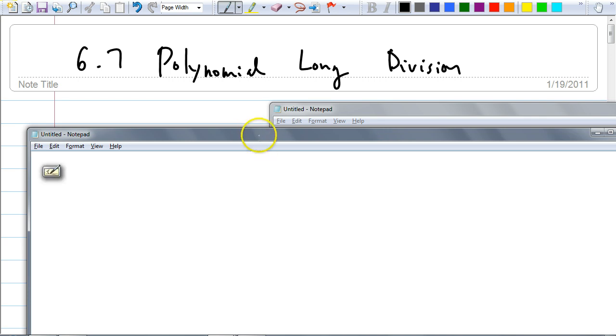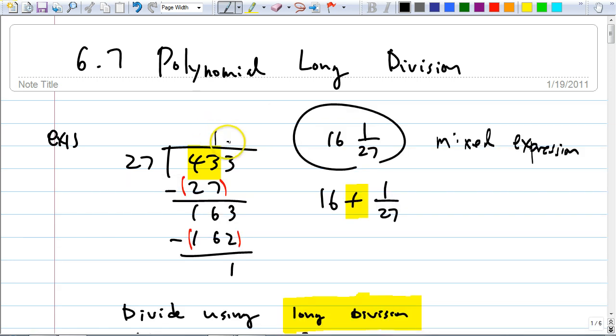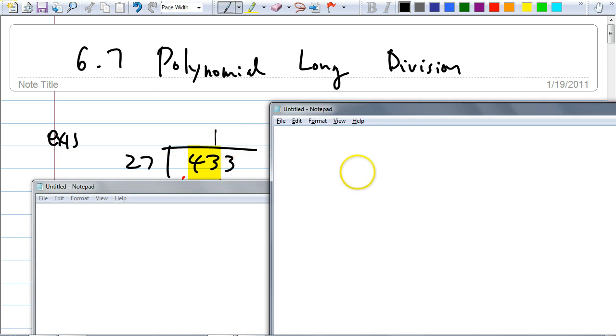So, let's say that I have this simple problem, 433 divided by 27. You look at 43 first, right? Because I have a two-digit number, you look at these two digits. And you say, okay, how many times does 27 go into 43 without going over? And what's the answer? 1. Yeah, so you write 1. You guys remember doing this?